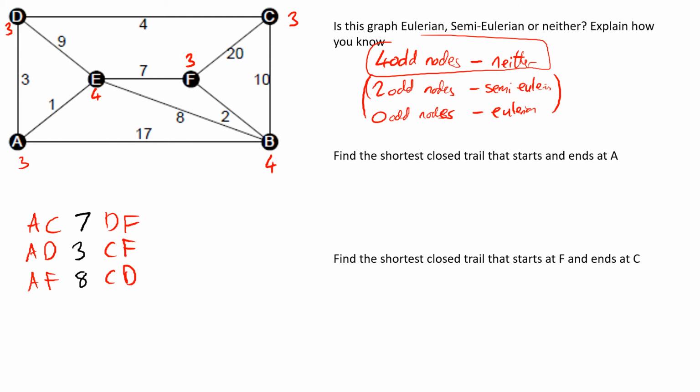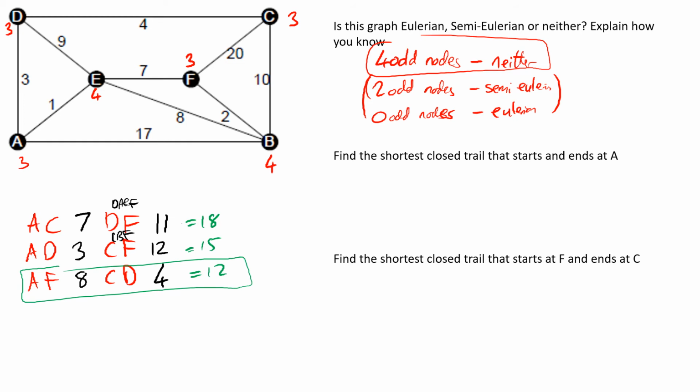Yeah, okay, if we go D, A, E, F, that's 3 plus 4 plus 7, that's 11. C to F, I don't really want to use that 20. 10 and 2, yeah, I think that's the best to do. So C, B, F would give me a 12. C to D is just 4, isn't it? And add them up. So our totals are 18 and 15 and 12. And the best one we've got, fortunately, is the one where everything is close together. Although I think that AF, yeah, we went AEF to do that, didn't we? So we're going to duplicate the nodes A to F and C to D.